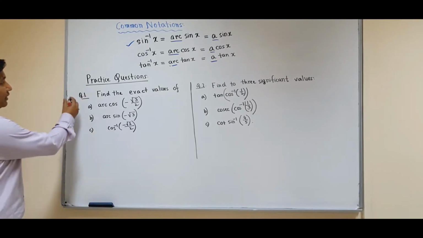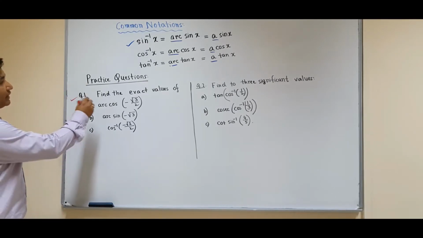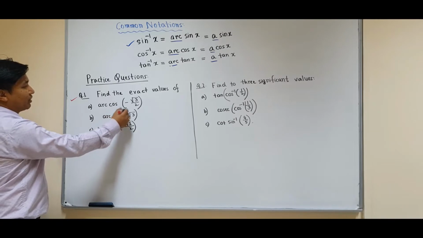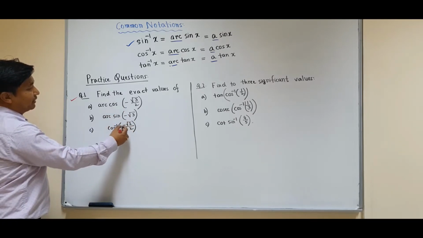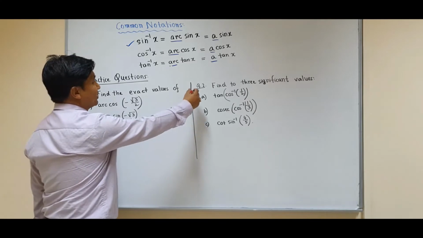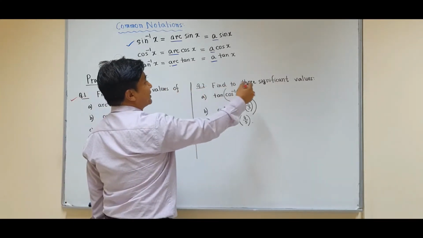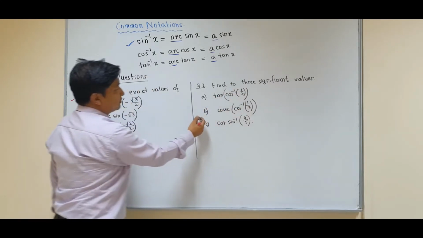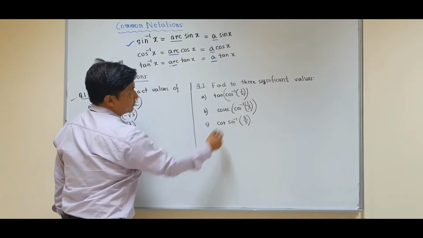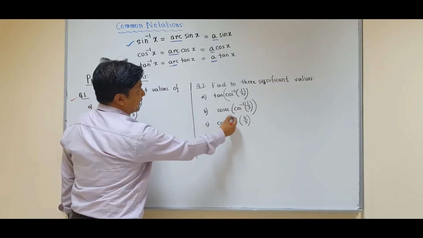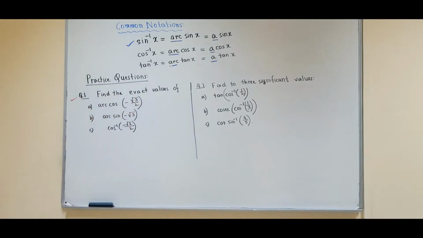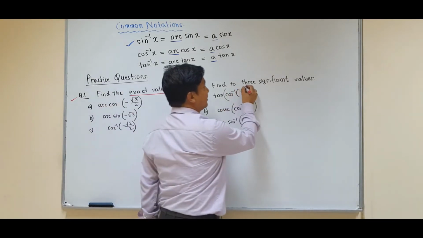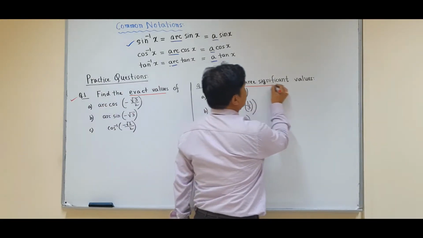I have 3 questions for you. These are practice questions you can do at home. Question number 1, find the exact values of arc cos minus square root 3 by 2, arc sine minus square root 3, cos inverse within bracket minus square root 2 by 2. Then question number 2, find 3 significant values: a is tan cos inverse 1 by 2, b cosec cos inverse 1 by 3, c cot sine inverse 4 by 5. Now you have to see carefully here that you need to find exact values, and here you need to find 3 significant values.